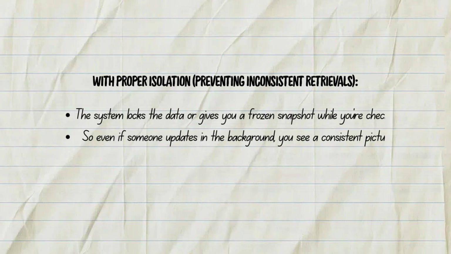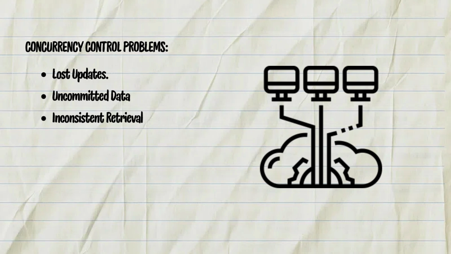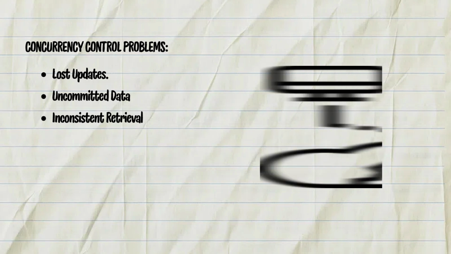With proper isolation, preventing inconsistent retrievals, the system locks the data or gives you a frozen snapshot while you're checking. So even if someone updates in the background, you see a consistent picture. Concurrency control has three problems. The following problems are lost updates, uncommitted data, and inconsistent retrieval.